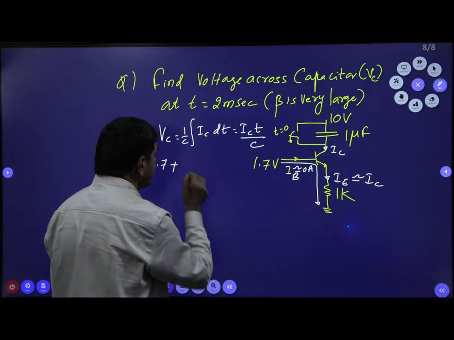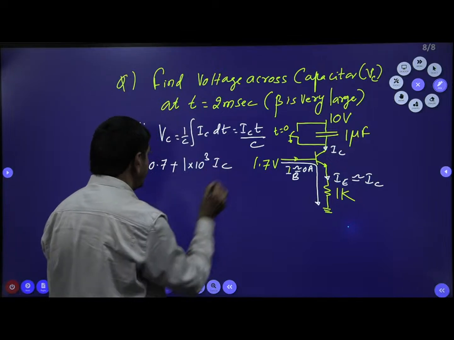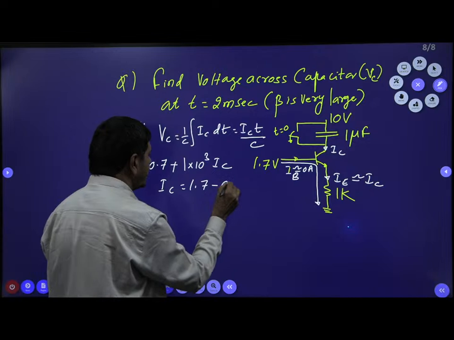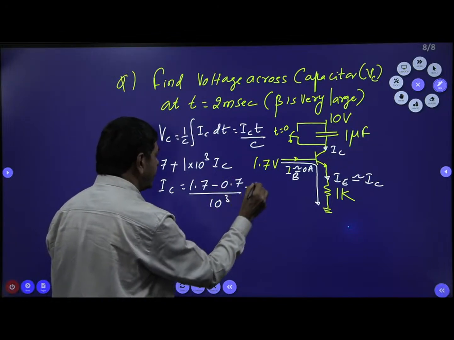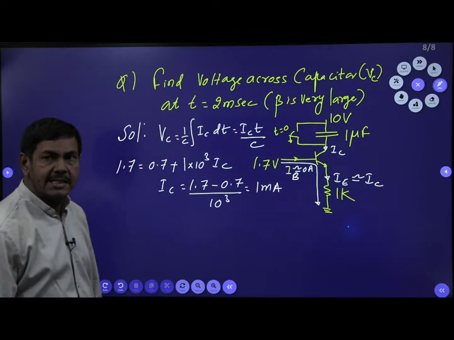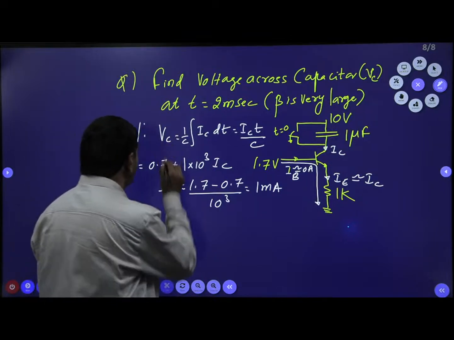The drop across is 1K into IC, I can write. I is approximately equal to IC. And finally, I can get 1.7 minus 0.7 by 10 power 3. This will be 1 milliampere of current. The IC is nothing but 1 milliampere. So after knowing this value, we can find now the VC value.